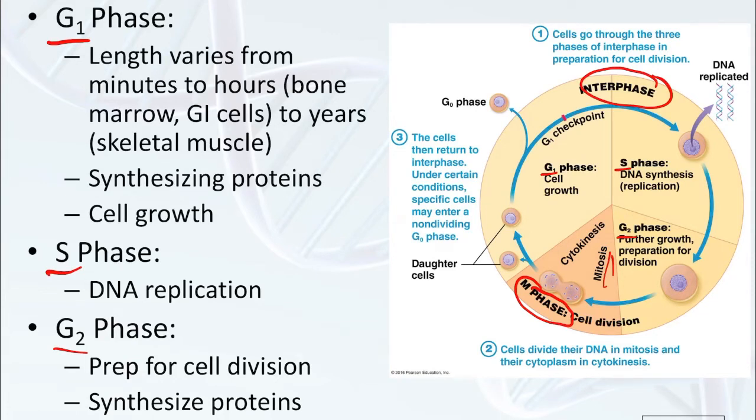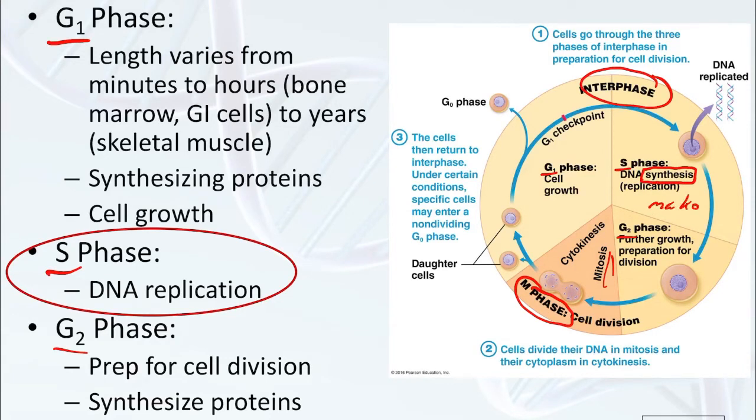Okay, so the thing that we're really interested in here when we talk about DNA replication is going to be the S phase. And what the S stands for is synthesis, DNA synthesis. That means to make something, right? If we synthesize something, we make something. So what's happening in that S phase? DNA is being replicated. Okay, so this is DNA replication.